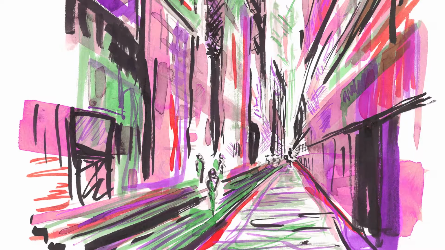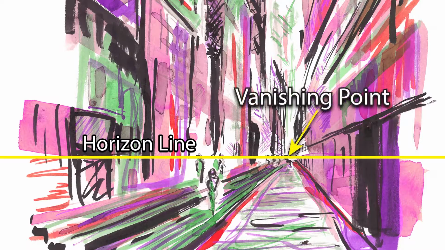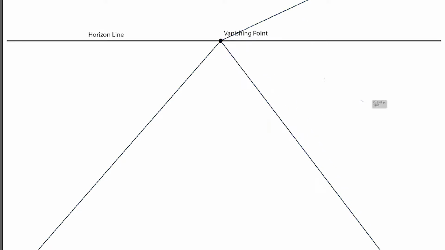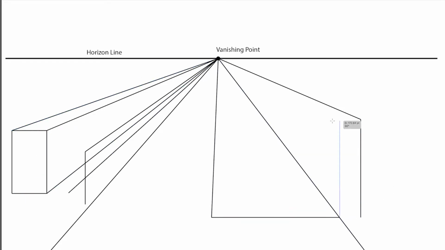This creates a tunnel effect where all elements recede into one point. This point is called the vanishing point. Once you have a horizon line, you want to create a vanishing point. In 1-point perspective drawing, there's one vanishing point. The vanishing point is where all receding lines converge. A perspective drawing is defined by the number of vanishing points it has, in this case, 1. In 1-point perspective drawing, all vertical lines remain parallel, as do all horizontal lines.